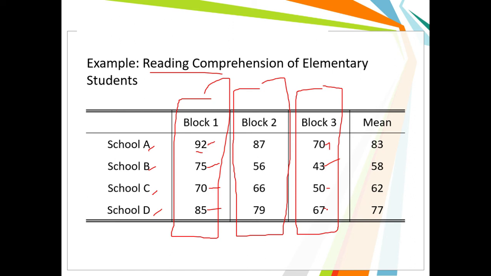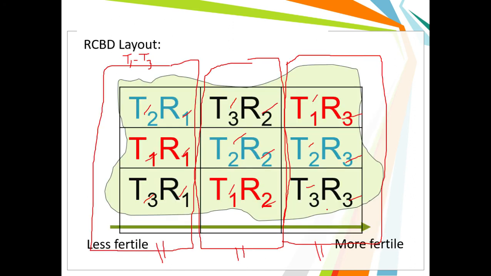So, ganyan. So, we do blocking para ma-minimize yung error because of the differences ng mga sampling units. Because pag hindi siya iba-block, possible na magkukos ng error or mistake dun sa final computations natin.